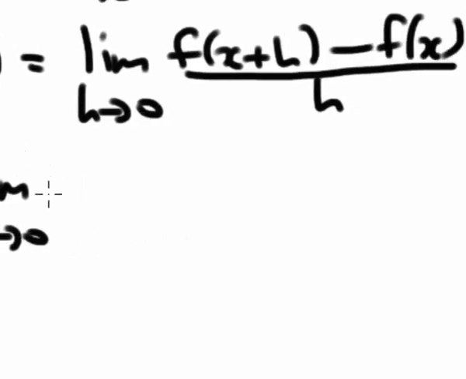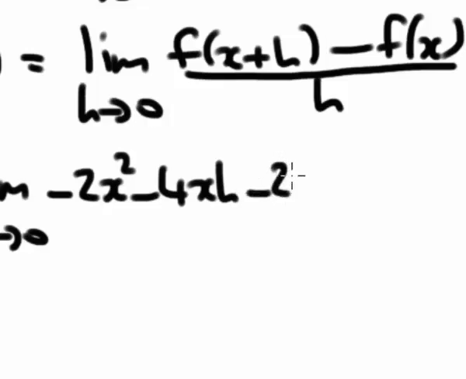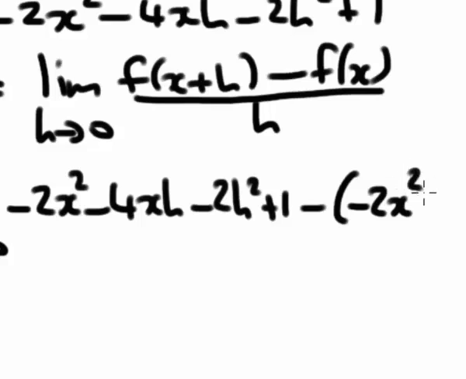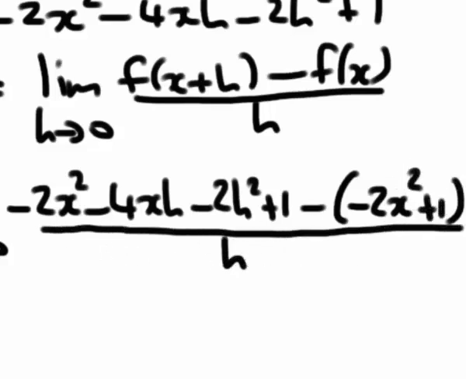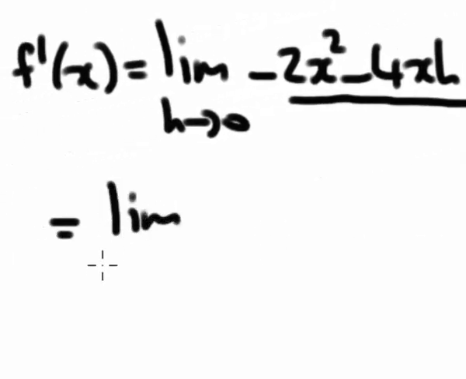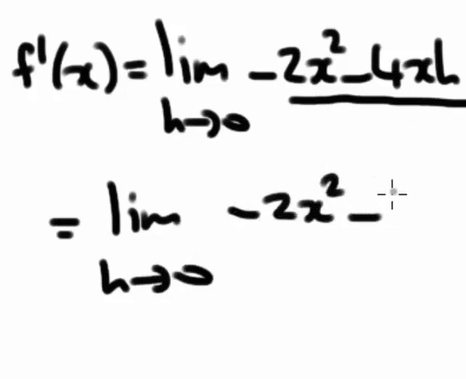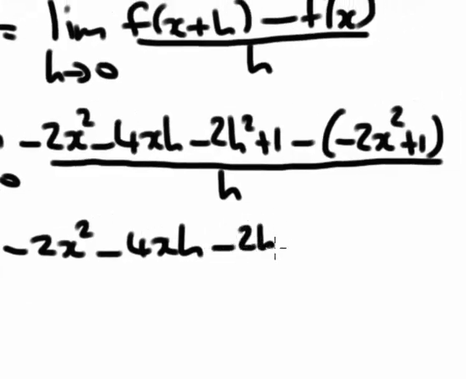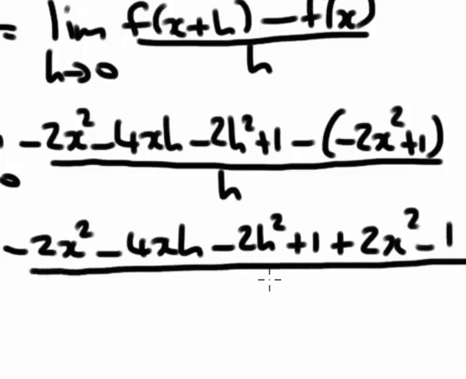Well, what is f of x plus h? It is negative 2x squared minus 4xh minus 2h squared plus 1. Subtract the f of x. Be careful, keep it in brackets there, divided by h. Okay, cool. This is first principles. And then this equals the limit as h approaches 0. What is this going to be? Negative 2x squared minus 4xh minus 2h squared plus 1 plus 2x squared minus 1, and all of this is over h.